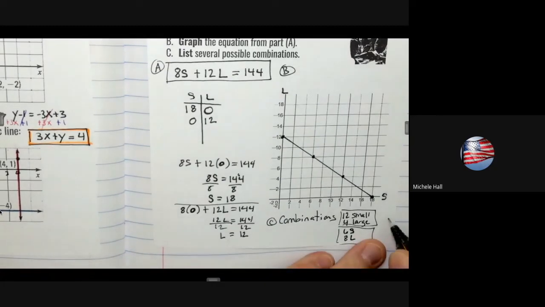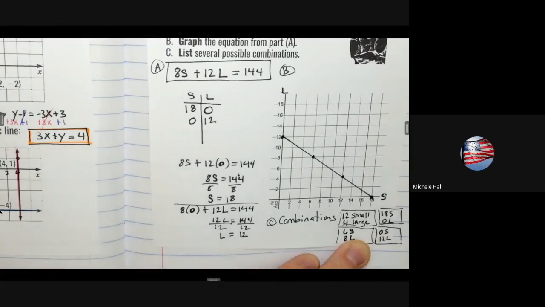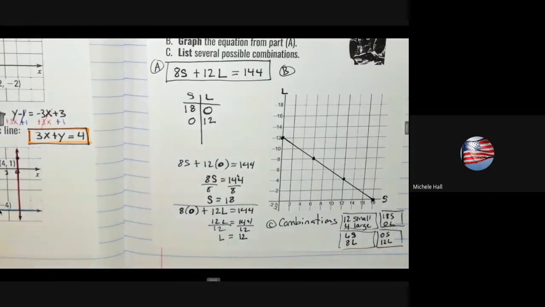So we might as well put those down. We could have 18 small, 0 large. We could also have 0 small and 12 large. So there are 4 possible combinations for how students could be in the vans to go to the library.